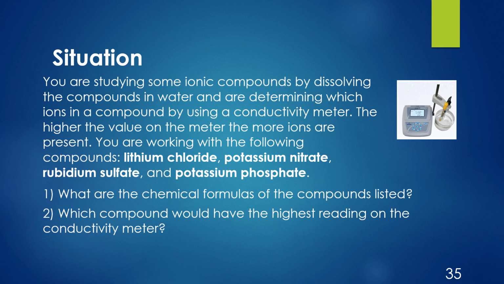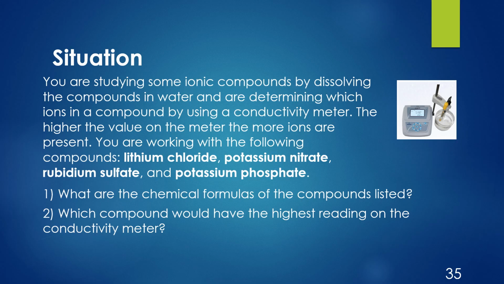So here's a practice problem that you can try on your own. I'll go over the steps to trying to figure it out. So in this situation, we are studying ionic compounds by dissolving the compounds in water and determining how many ions are in each compound by using a conductivity meter. The higher the value on the meter means more ions are present.